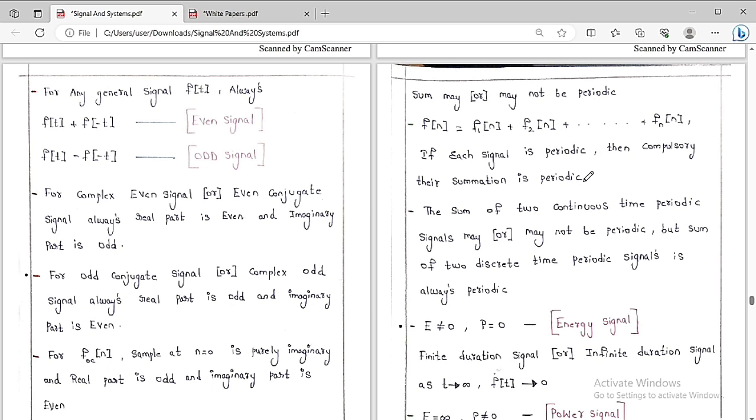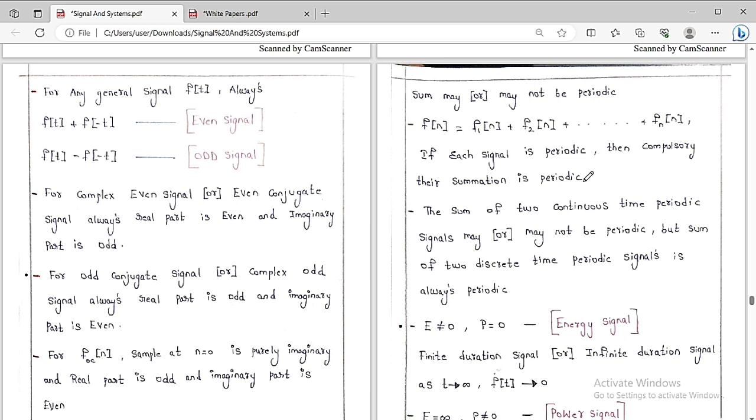So therefore we can say, in the continuous time domain, if you take all the signals periodic and do the linear combination, then the resultant signal may be periodic or it may not be periodic. But in the discrete time domain, if you take all the signals periodic and do the linear combination of these signals, then the resultant signal is always periodic. So this point you always have to keep in your mind.